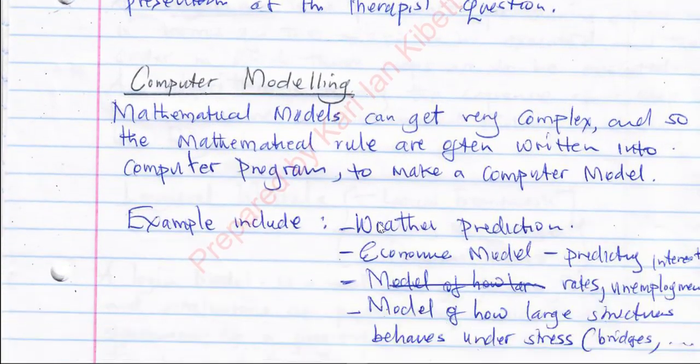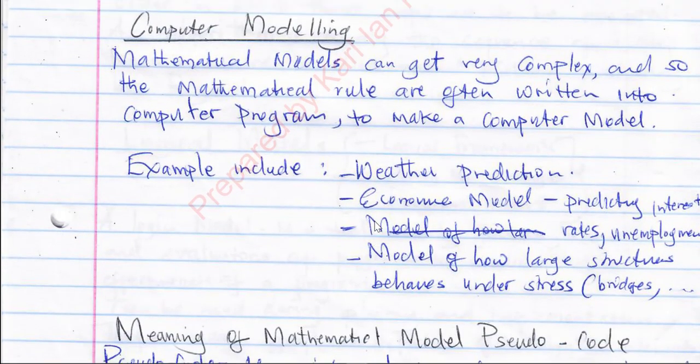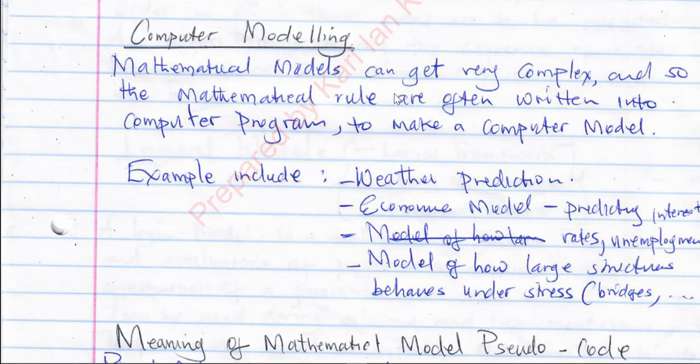That is symbolic modeling. Now we move to the other part we call computer modeling, whereby mathematical modeling can get very complex, so the mathematical modeling rules are often written into computer programs. You try to make the computer understand the mathematical rules, and then make the computer apply them. That is called computer modeling. So now we move to computer modeling.